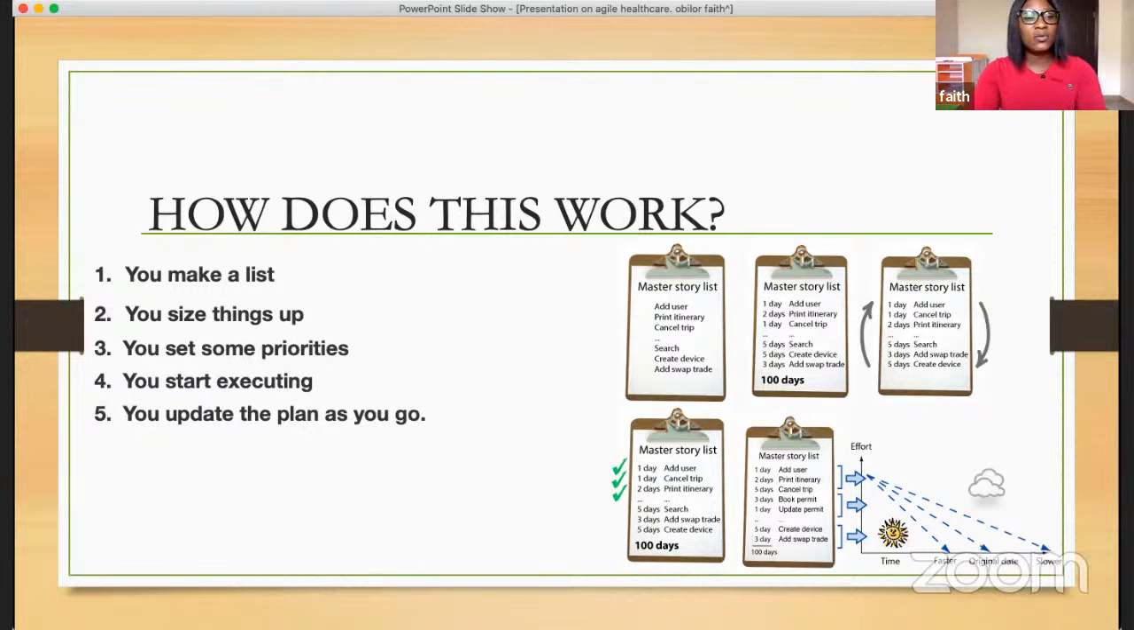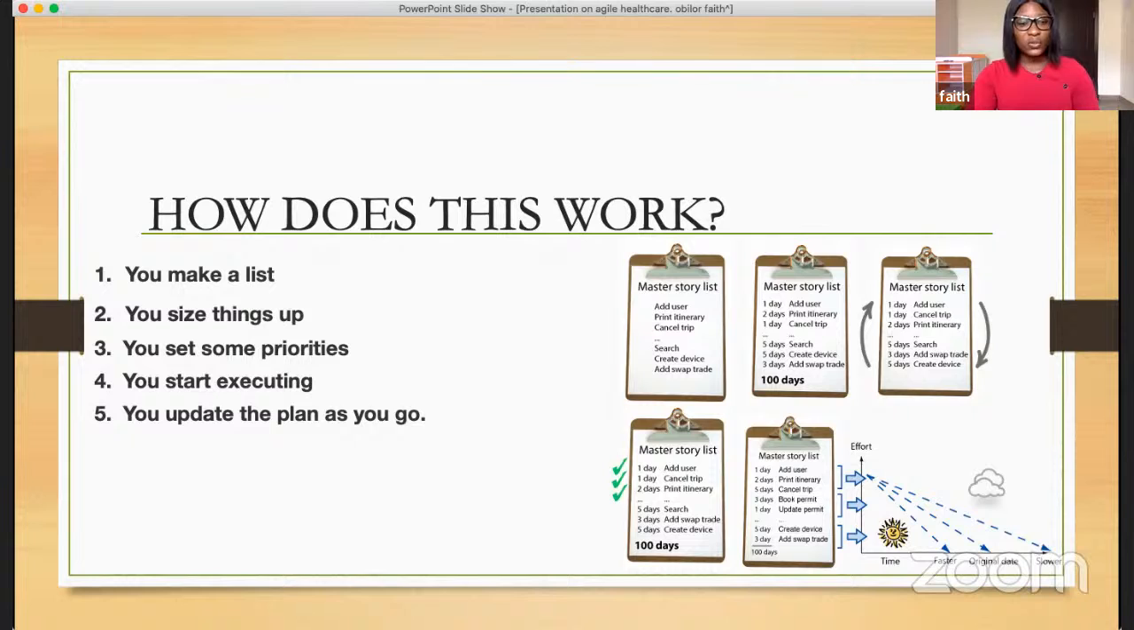Then it boils down to setting priorities. Setting priorities has to do with user stories in a project. For example, as a portal user, I want to first register my data before having access to my login. So you prioritize the one that is more important over the one that is less important. Then we start by executing these plans.